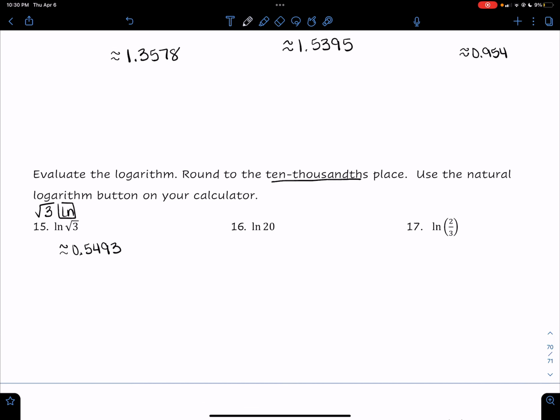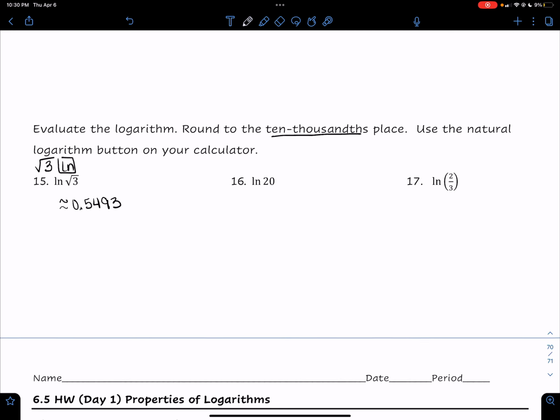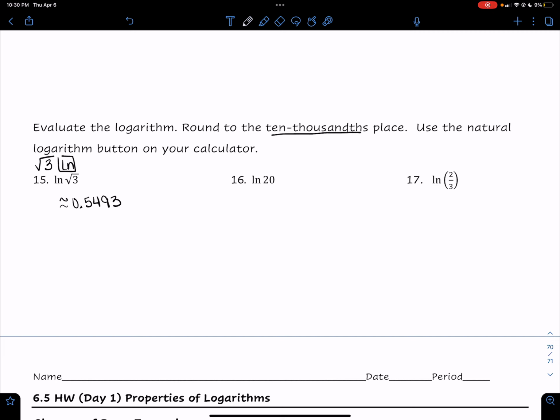Okay, number 16. Again, it's a natural log, and this one, we're just going to type in natural log. We understand that on this one, the base is e. So natural log, ln of 20, will give us 2.9957. And for number 17, type in the fraction and then type in the button that says ln. So 2 fraction 3 ln, and this one here, it is going to give us a negative.